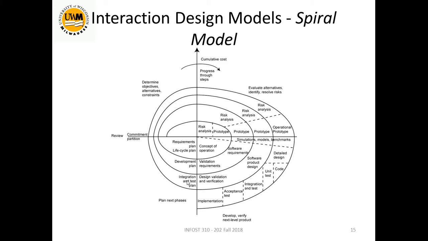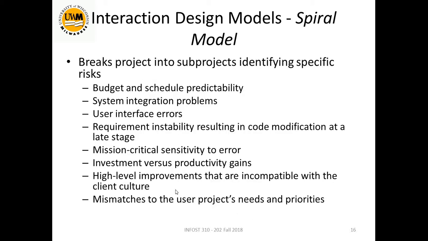And then we come up with an integration and testing plan, how to integrate it with other projects and how to test. Again, we perform risk analysis. We come up with the operational prototype with all the detailed design. We perform the coding. We perform unit testing, integration testing, acceptance testing. We implement, and we come out at the end with the next phases, if there are next phases for the project.